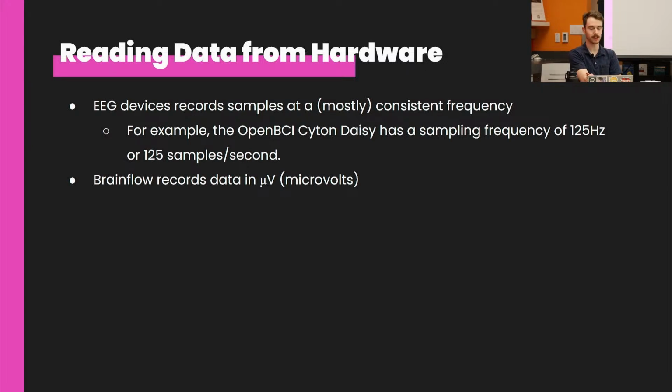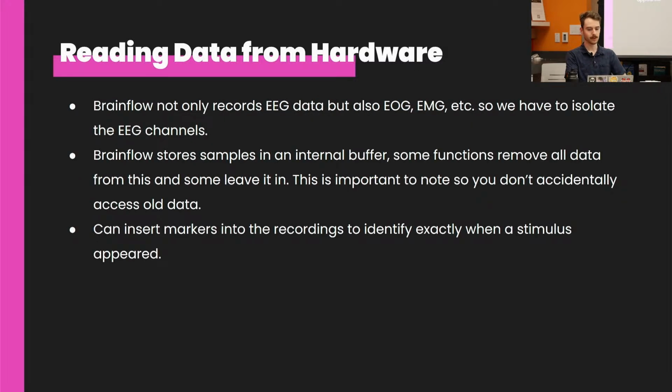BrainFlow also records data in microvolts, which does come in handy later when we're trying to connect it to another library, which we will discuss towards the end. And as mentioned earlier, BrainFlow not only records EEG data, but it also records other biosignal data. So we have to isolate the EEG channels because there are some devices that output multiple types of biosignals. So you have to specify what type of data you want to get from your device.